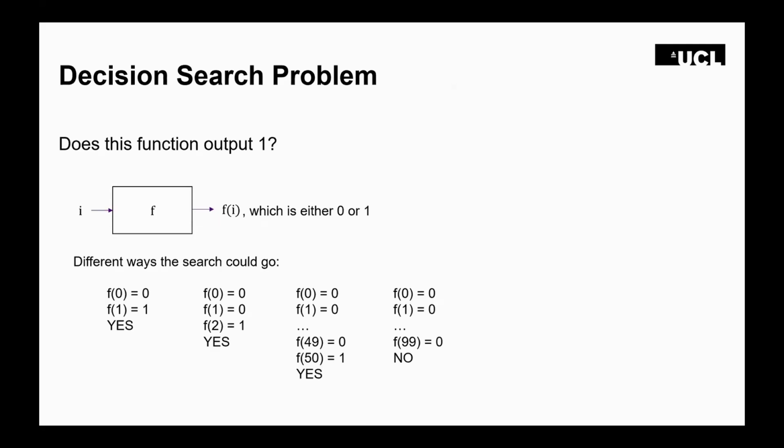The decision search problem. It's like a search problem, but you're just trying to see, is there a search result or not? So you've got 2 possibilities for this function. It's either giving you 0 everywhere, that means there are no search results, or it's giving you a 1 at least somewhere. And the goal of the algorithm is to determine which case you're in.